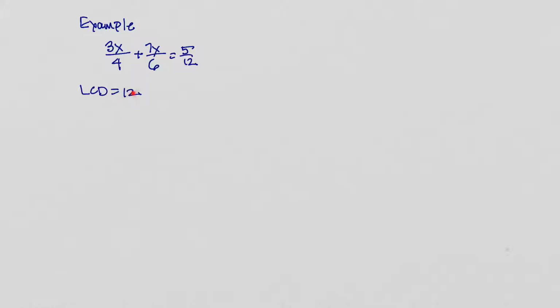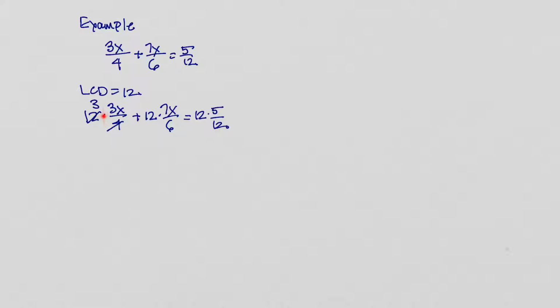Now, I'm going to write this 12 in front of every original term. Here, here, and here. And doing so is going to look like this: 12 times 3x over 4 plus 12 times 7x over 6 equals 12 times 5 over 12. Now all these denominators should cancel. 4 goes into 12 3 times, and look what we've got then.